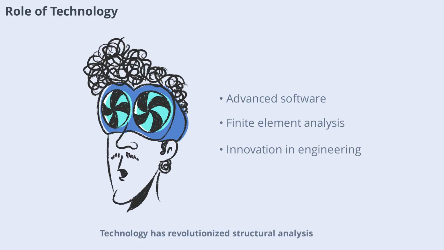Technology has revolutionized structural analysis. Advanced software allows engineers to model complex structures and analyze them quickly and accurately. Tools like finite element analysis make it possible to predict behavior under a wide range of conditions. Technology continues to push the boundaries of what's possible in structural engineering.